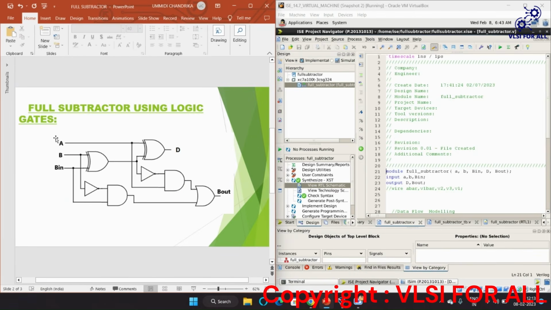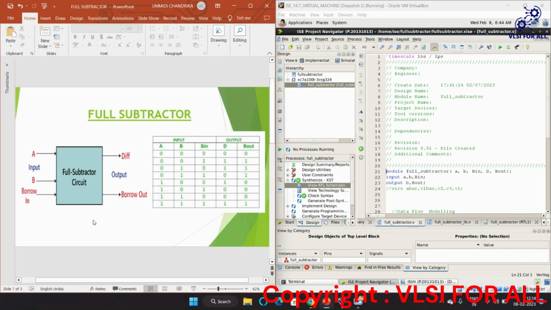Next we will see how the full subtractor is implemented using logic gates. There are three inputs and two outputs, difference and borrow out. If you look carefully at the structure of the circuit, it shows one half subtractor and another half subtractor. If you want to obtain the full subtractor, you have to couple both half subtractor circuits by using an OR gate. Like that we get the borrow output and difference output from the full subtractor. So we have to use two half subtractors, and this can be implemented by using structural modeling.